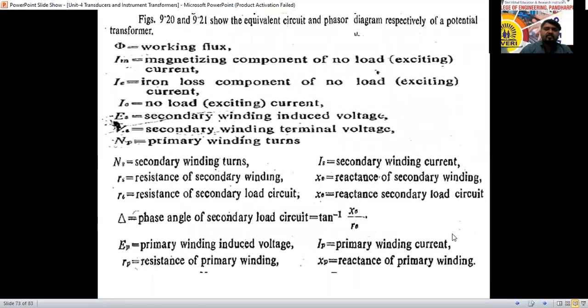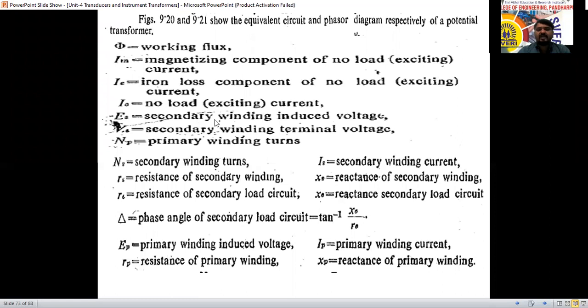The derivation will go. Before the derivation, we are going to discuss some parameters and what representation each parameter has. The main flux we are taking is to draw the phasor diagram. Phi is nothing but the working flux. IM, as we told yesterday in the current transformer class, is the magnetizing current, and IE is the exciting or iron loss component or external circuit current. I naught is the no load exciting current. At no load condition, it is the exciting current.